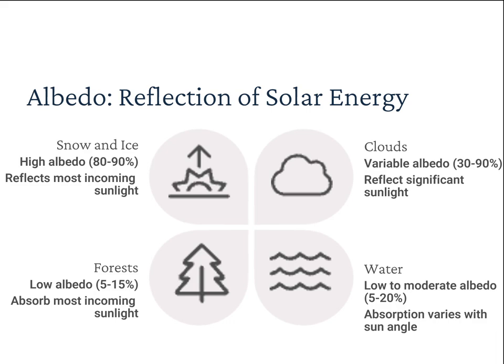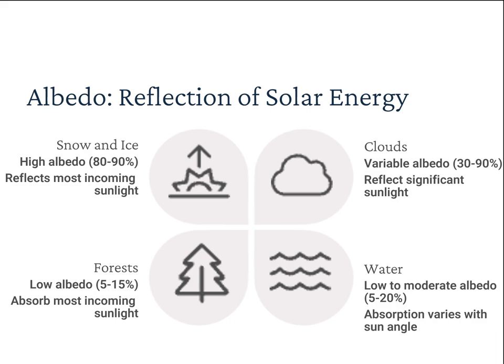One way to measure how much energy Earth's surface reflects is called albedo. A high albedo means most sunlight is reflected. Surfaces like snow and ice have albedos of 80 to 90%. A low albedo means most sunlight is absorbed. Forests and oceans typically have albedos around 5 to 20%.